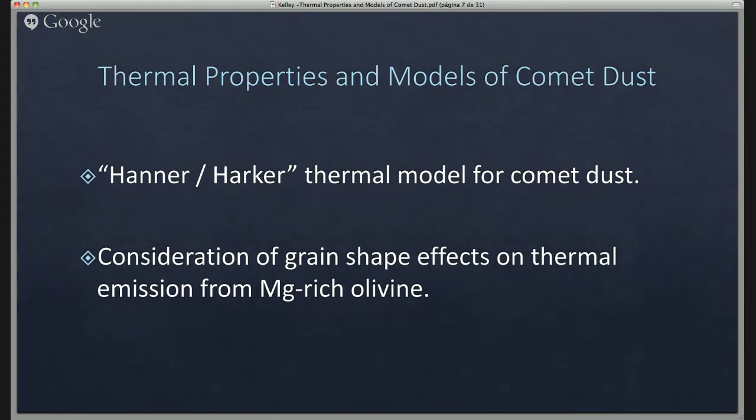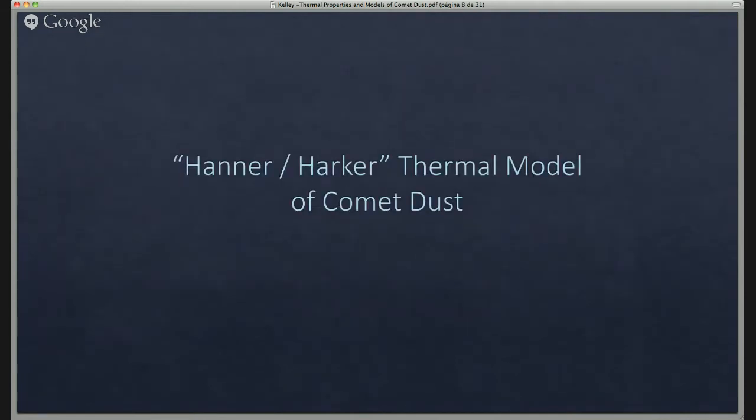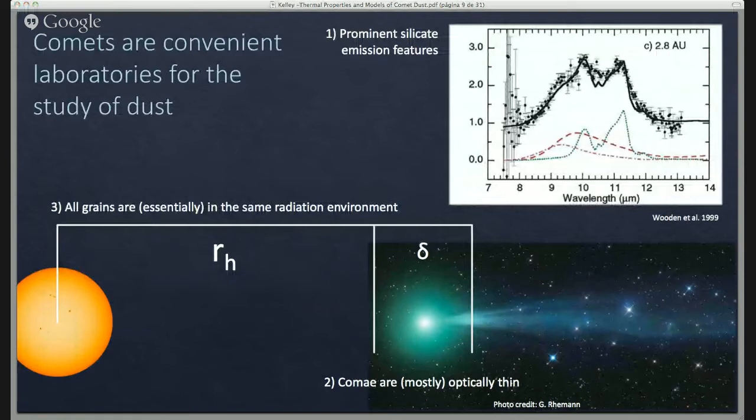So the Hanner-Harker thermal model of comet dust. First of all, let's recognize that comets are really convenient laboratories for studying dust. First, number one, they have prominent silicate emission features, and we can observe those emission features from the ground. So here is 7 to 14 microns. It's a nice 10 micron window we can observe at a ground-based telescope. This is a Hale-Bopp spectrum. There's not just an emission feature, but there's even substructure to it. So that's information that we want to access to understand.